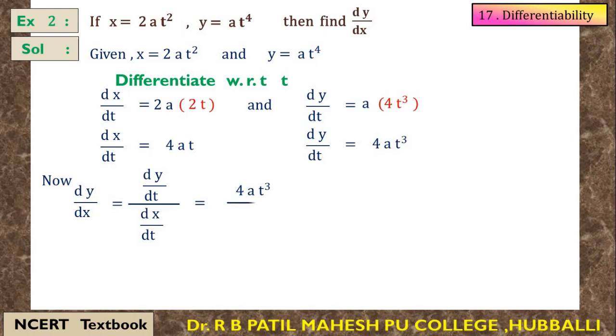So now you write dy by dx equals dy by dt divided by dx upon dt. 4at³ divided by 4at. In this, 4a gets cancelled, and in t³ and t, one term cancels, so you will get dy by dx is equal to t². So this is the dy by dx answer.